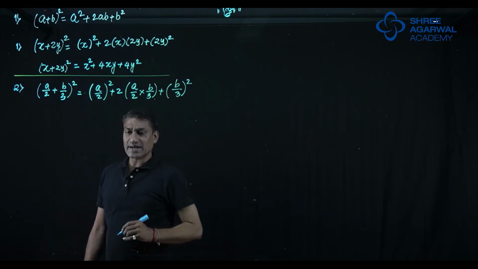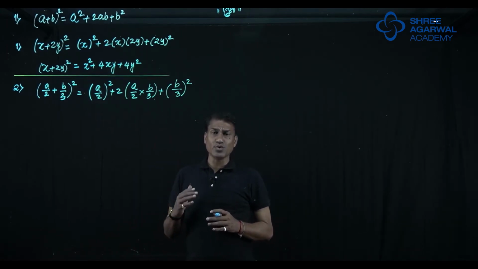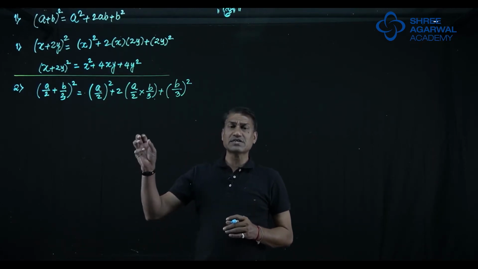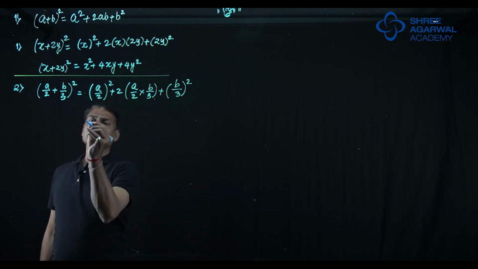I hope you're understanding. Wherever we are finding a, we are writing a upon 2. Wherever we are finding b, we are writing b upon 3, because our terms have changed now. This was the substitution step, and now the simplification step.